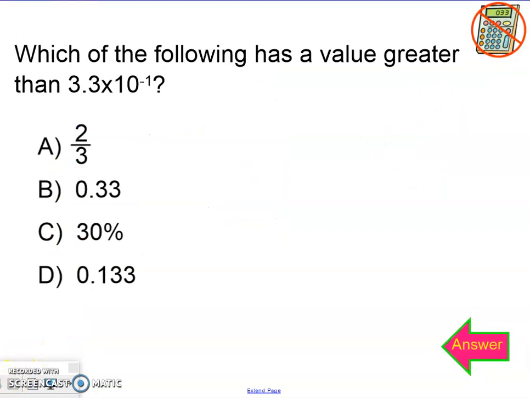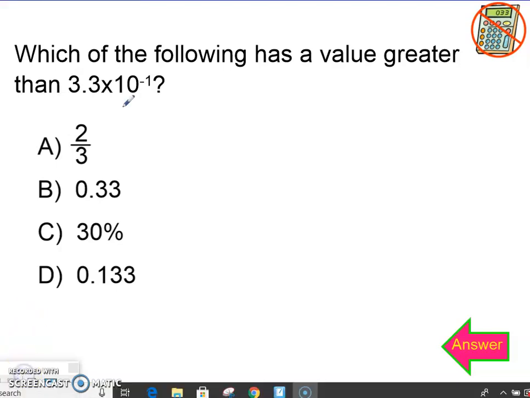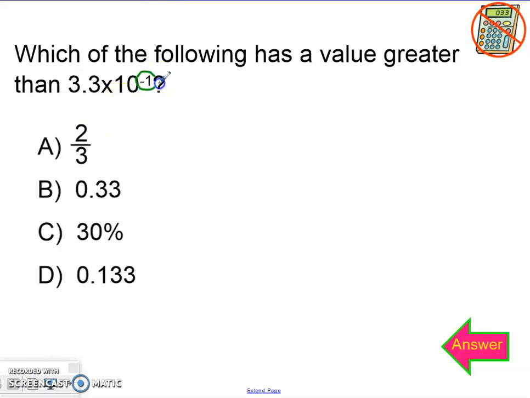Number 9, which of the following has a value greater than 3.3 times 10 to the negative first? So again, we want to change everything to decimals so that it'll help us compare. 3.3 times 10 to the negative first, that exponent -1 is telling me to move this decimal 1 time to the left. So this is equivalent to 0.33. So we're saying which of these choices, A, B, C, or D, is greater than 0.33.